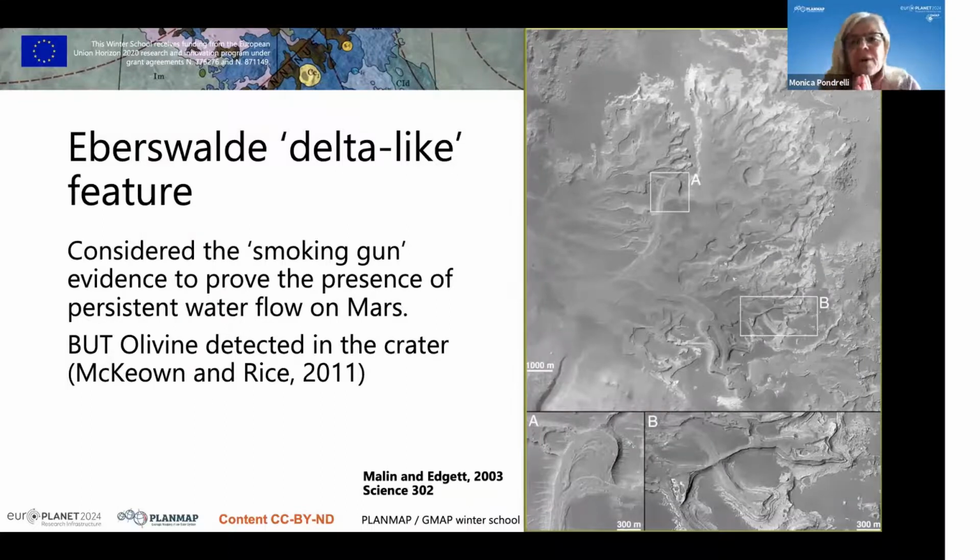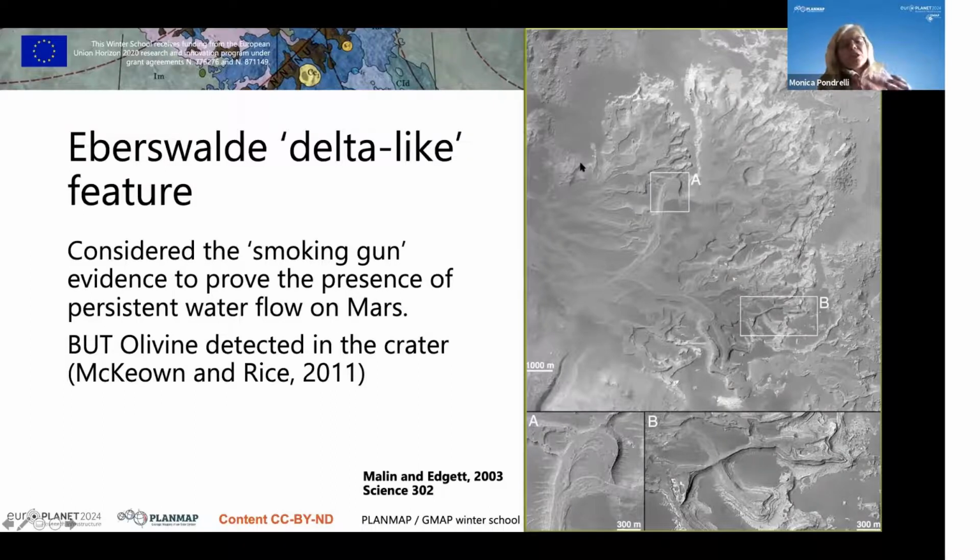To stress the fact that understanding and mapping unconformities is important, and also to connect to a question that was asked to Lucia at the end of her presentation, I would like to show you this example from Eberswalde. At those times, this is 2003, now already a historical paper by Malin and Edgett, one of the first with the MOC image, high resolution imagery that allowed them to show this feature, which was called delta-like.